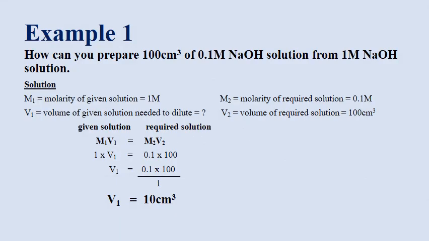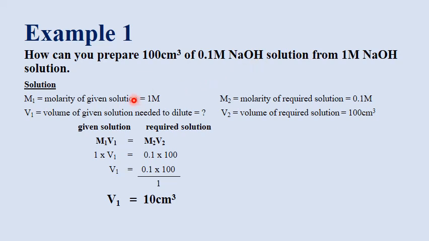Now we will study some examples related to this formula. In this first example, the statement says: how can you prepare 100 centimeter cube of 0.1 molar sodium hydroxide solution from 1 molar sodium hydroxide solution? Basically, we have to find out how much volume of this 1 molar sodium hydroxide solution, which is the stock solution here, is needed to make 100 centimeter cube of 0.1 molar sodium hydroxide solution.